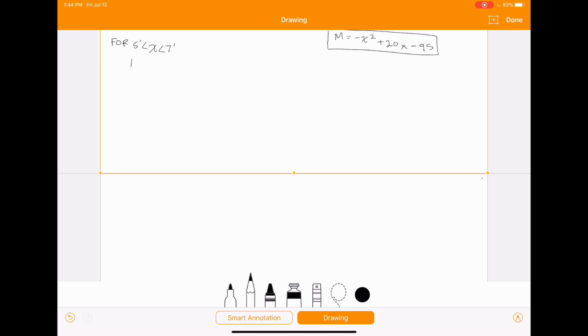So if we just redraw our beam to remind ourselves what it looks like, we're going to be looking at this section here, that part of the beam. So we need to cut the beam somewhere in that section. And again, that there is going to be our distance x.